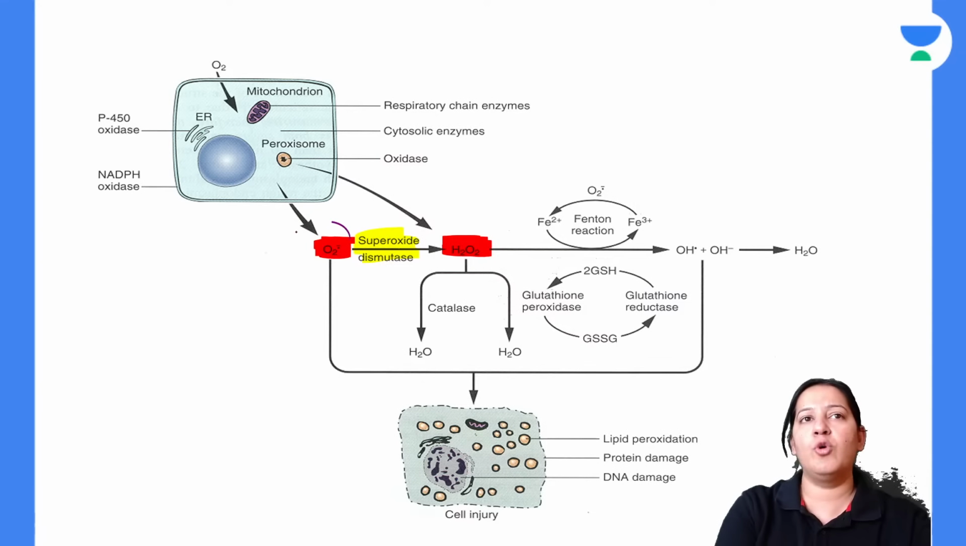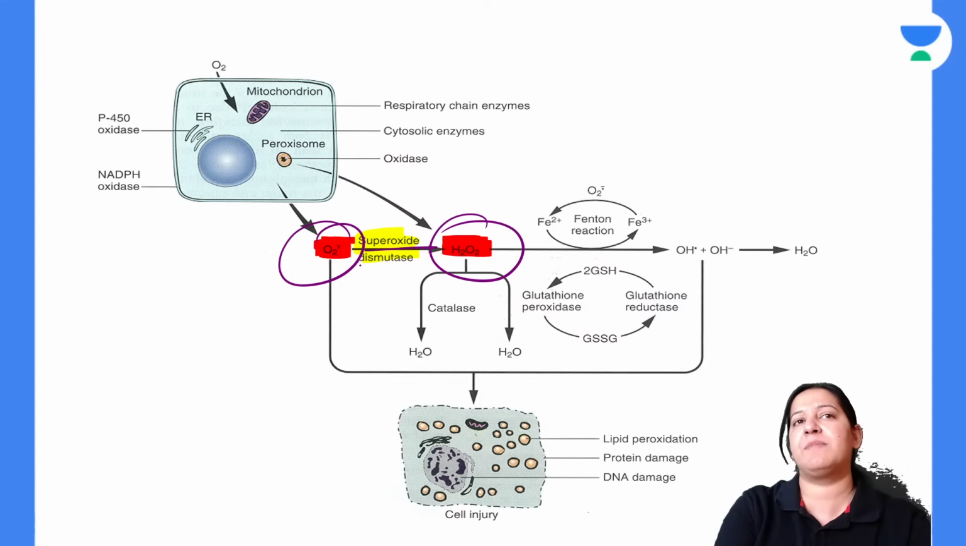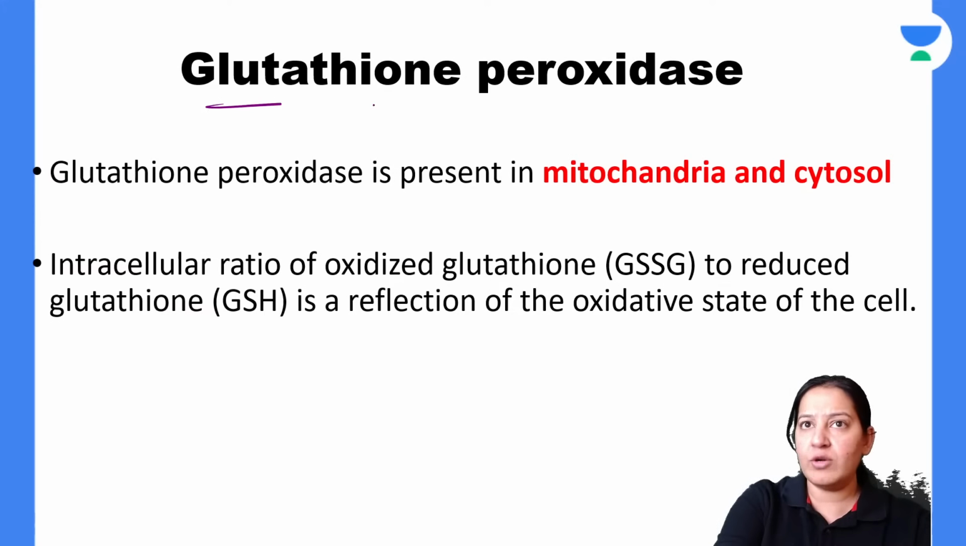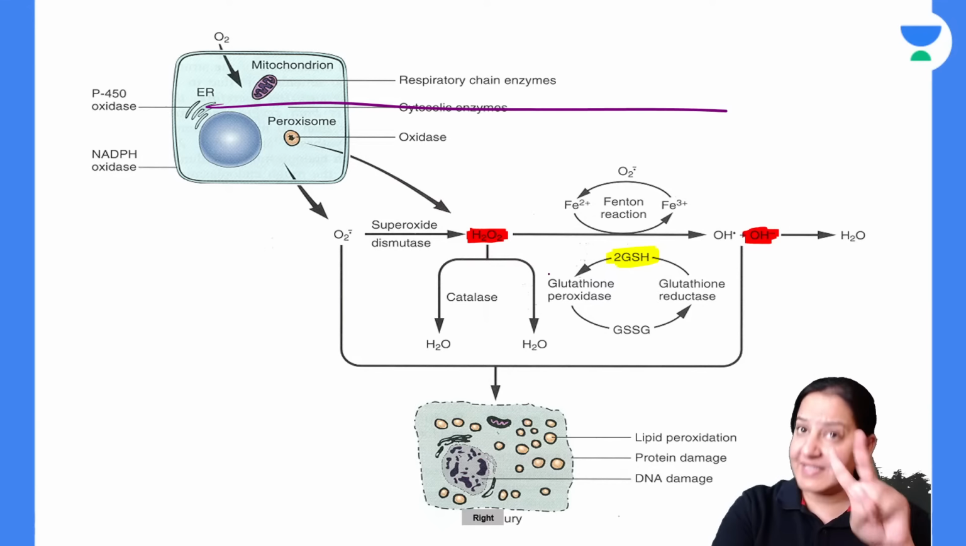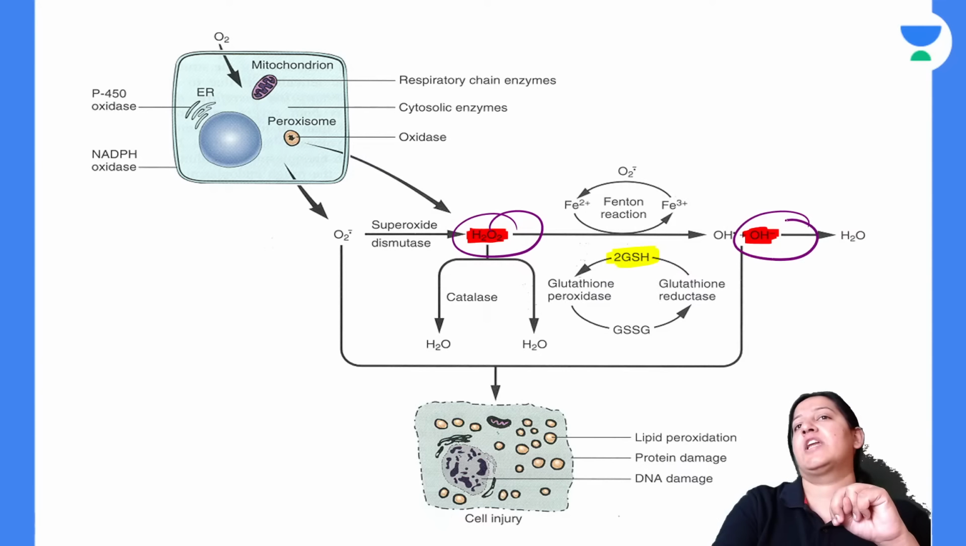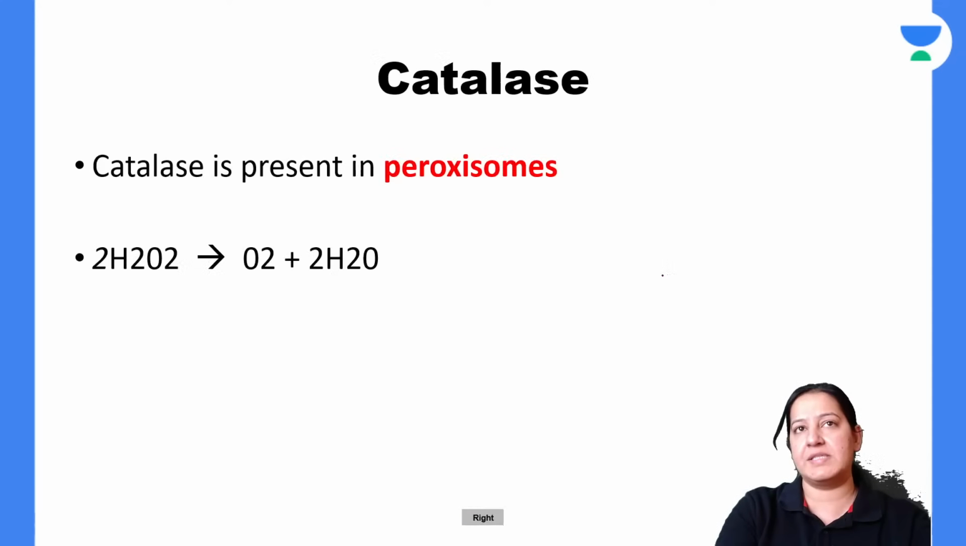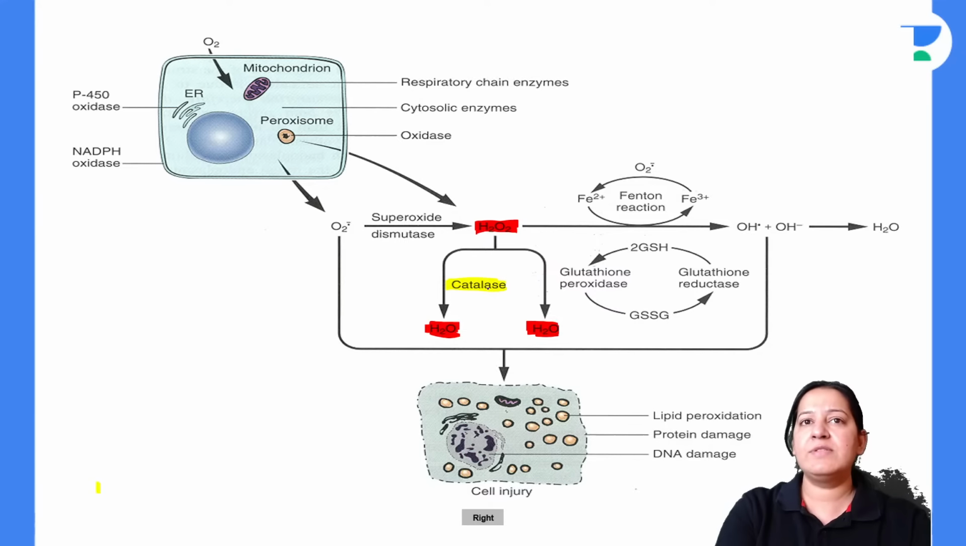As I have told you, superoxide to H2O2 conversion takes place by superoxide dismutase. The second, glutathione peroxidase, converts H2O2 into OH negative. And the third one is catalase. Can you see this one is catalase? It is converting H2O2 directly into water.